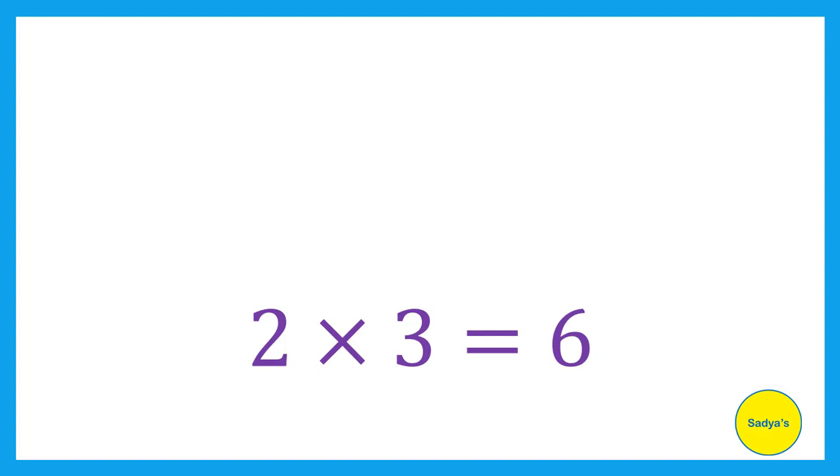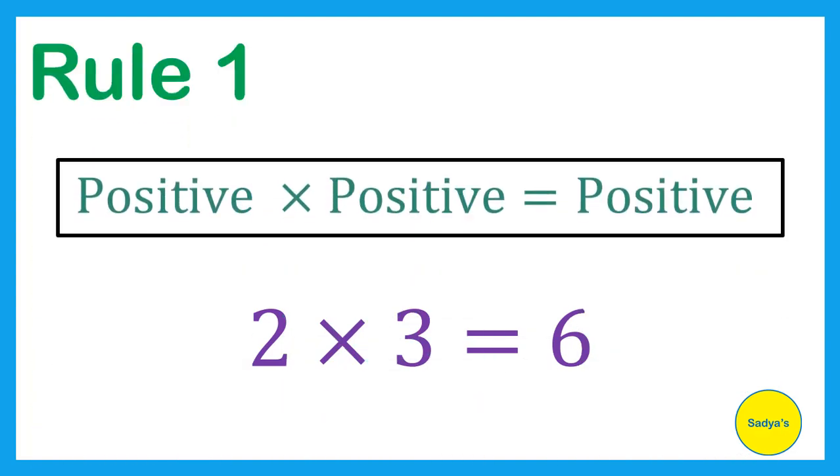You know that 2 times 3 is 6. So rule number 1 is when two positive numbers are multiplied, the answer is a positive number. Here 2 is a positive number, 3 is also a positive number. So when 2 and 3 are multiplied, we get a positive number in the answer, which is 6. Easy peasy. Let's move to rule number 2.